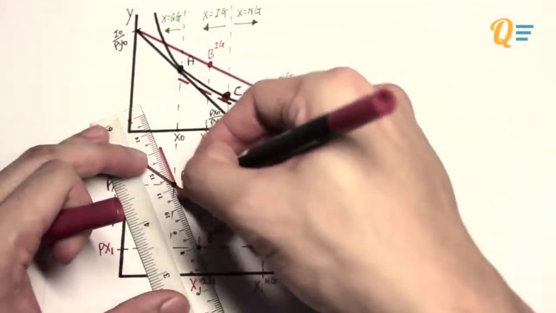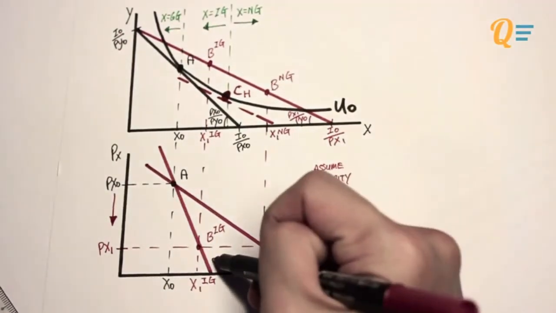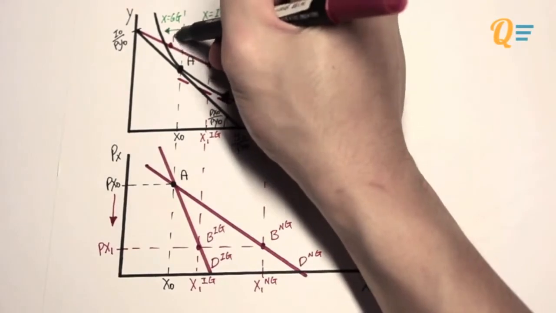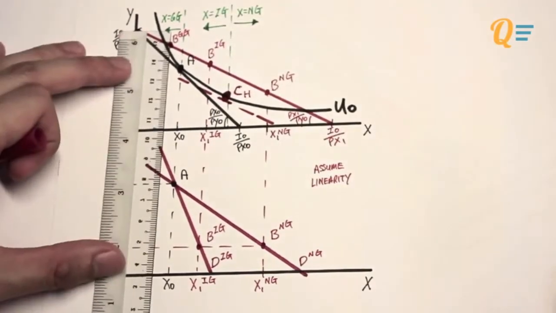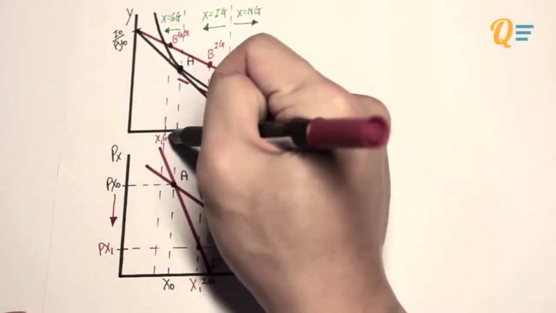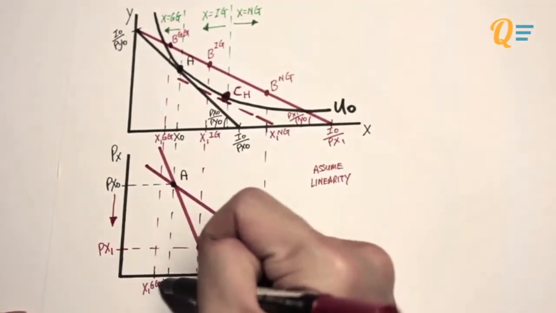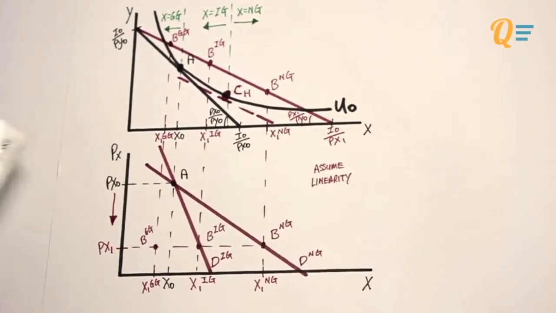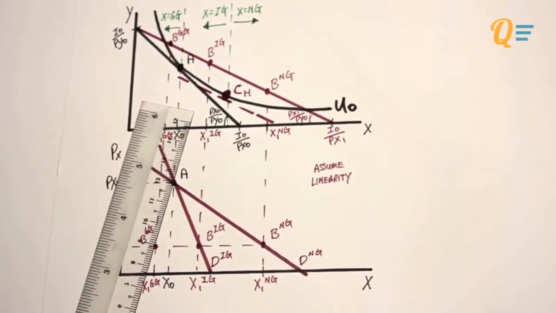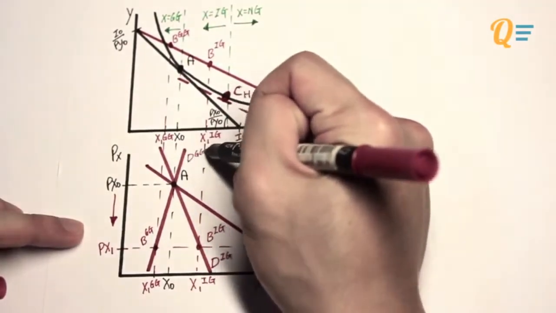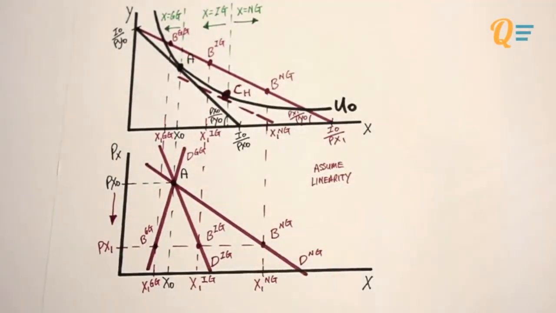So same thing, I'm going to connect points A and B, and I've got a demand curve for an inferior good. And lastly, if X were to be a Giffen good, what I have is point B over here, and I'm just going to call this X1 GG and another X1 GG. So I've got another point right here, and I can just connect points A and the new point B. So I've got an upward sloping demand curve, which shows that good X is a Giffen good.